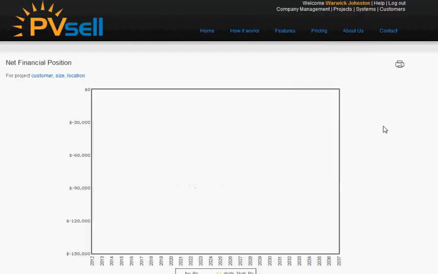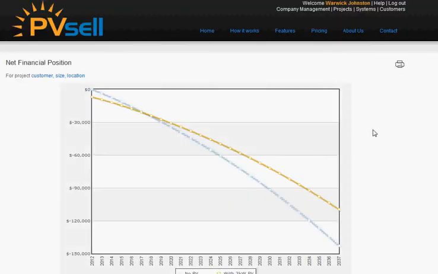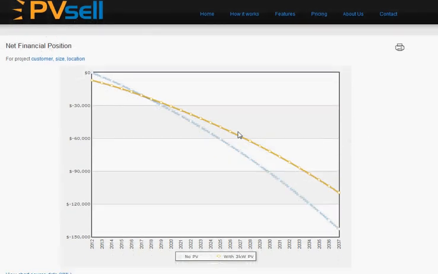You can also show your revenue in comparison to what your electricity expenditure is. So whereas before we were just looking at the solar system's revenue in isolation, here we're comparing it to what their electricity expenditure will be.